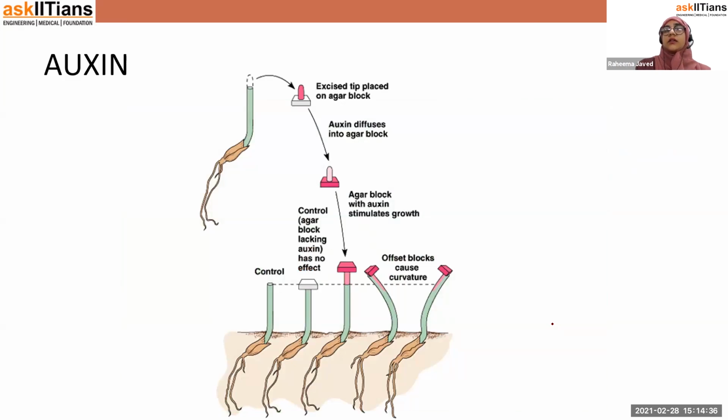This experiment was actually performed by Boysen and Jensen. They furthered the experiment of Darwin and Darwin, who explained the significance of auxin in the bending of the coleoptile towards the light source. They excised the coleoptile tip and placed it on an agar block, and they observed that auxin diffuses into the agar block. This agar block was then put on another excised plant.